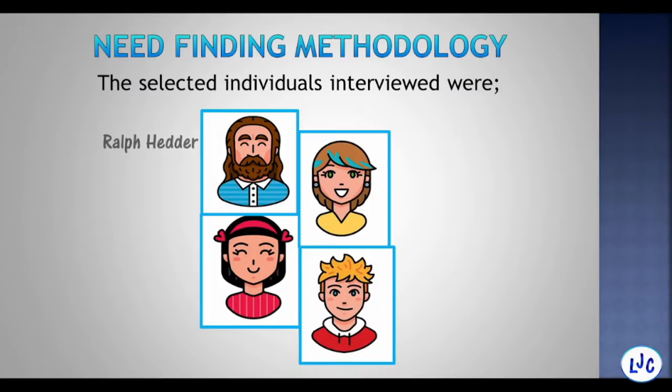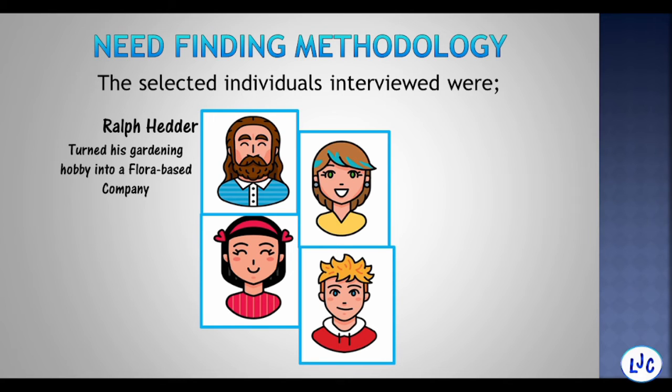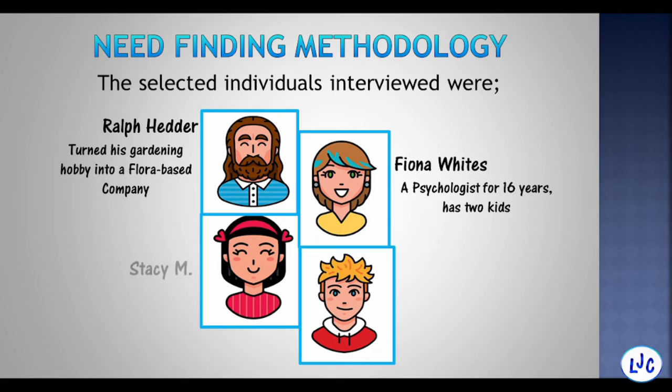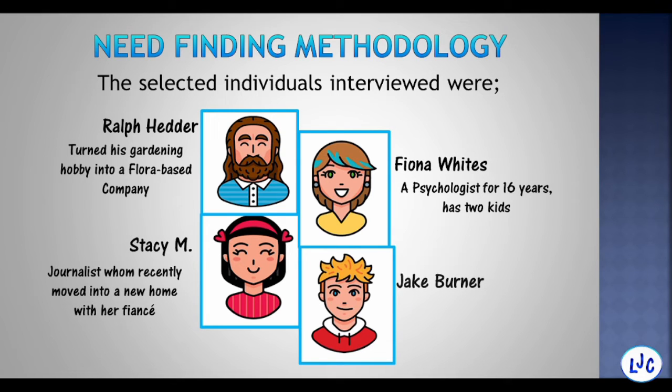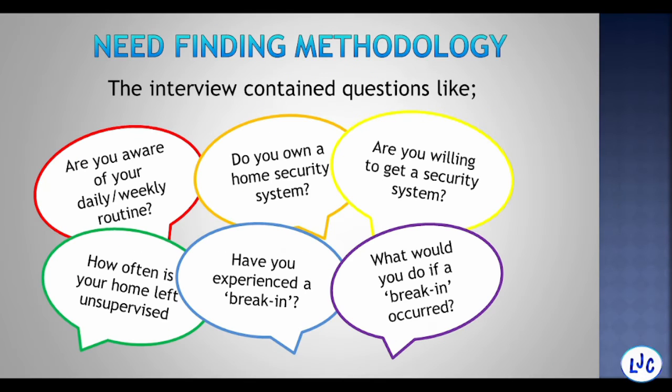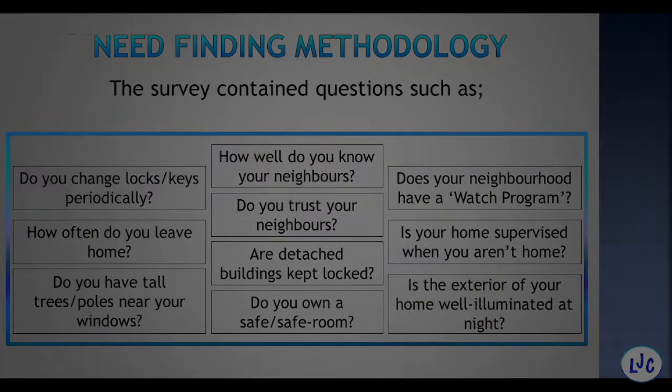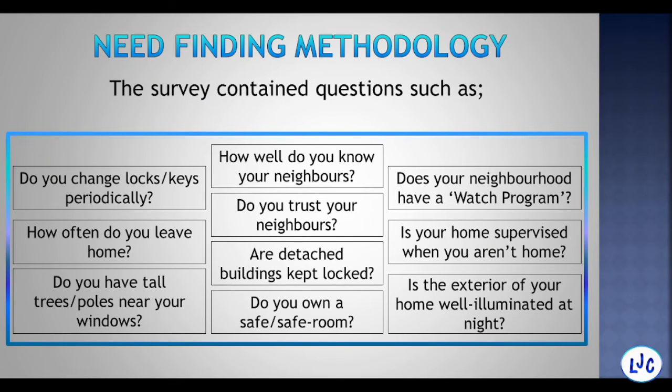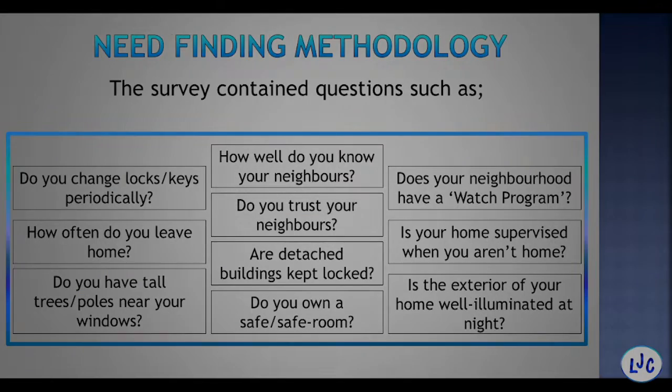Here's some quick background information on the individuals. These are some of the questions I asked during the interview. I mainly wanted to know whether they were aware of their daily or weekly routine, did they own any form of home security equipment, and how often were they away from home. The survey was more detailed and consisted of more questions, such as how often do you change the locks and keys around your home? Is there a watch program in your neighborhood? And is the exterior of your home and surroundings well lit at night?